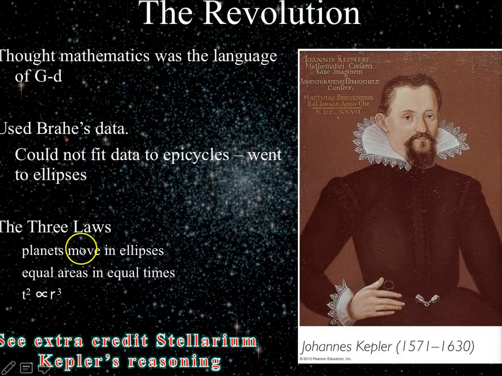The first one is that the planets move in ellipses. The second one is equal areas in equal times, and that is another way of saying that you have a conservation law of angular momentum.